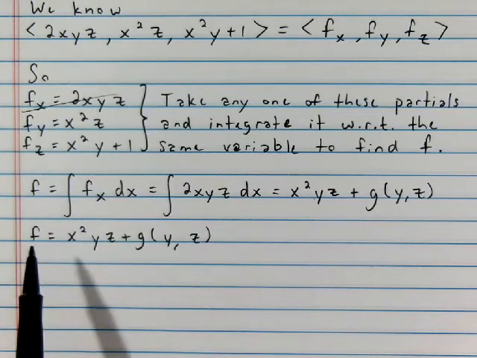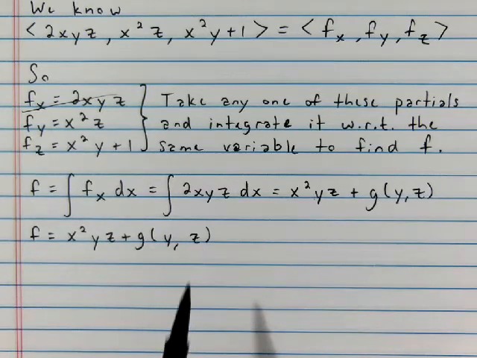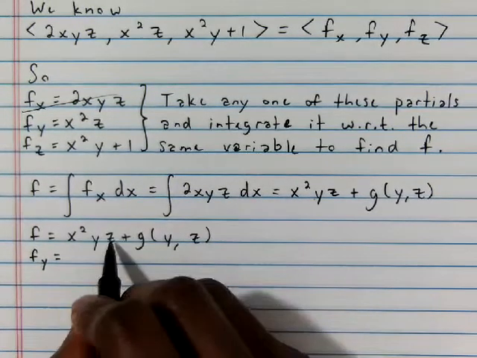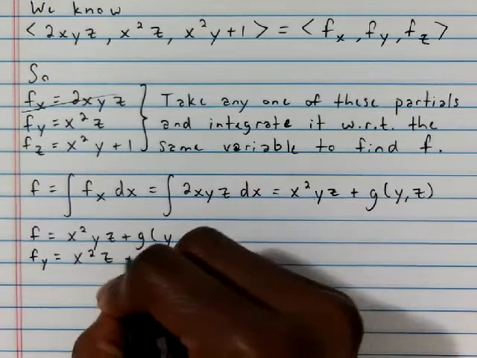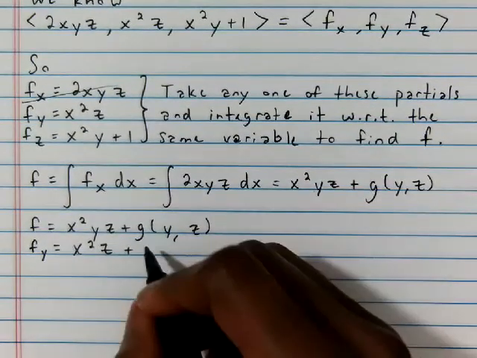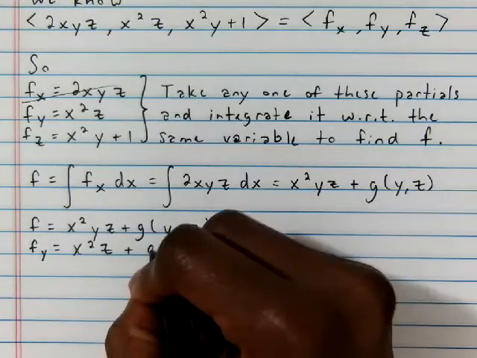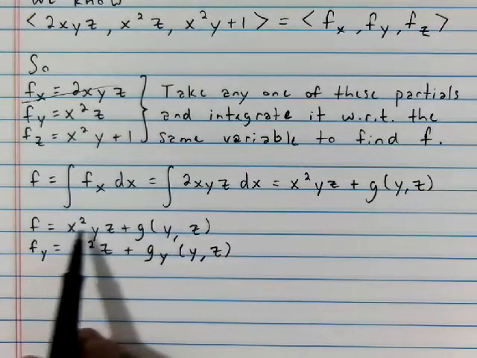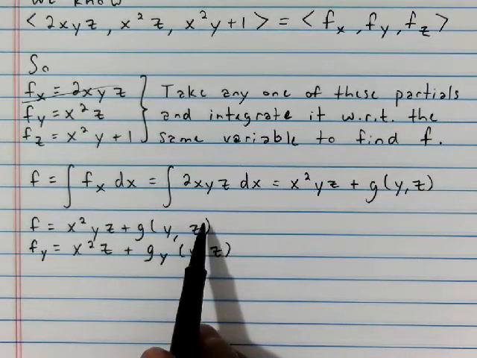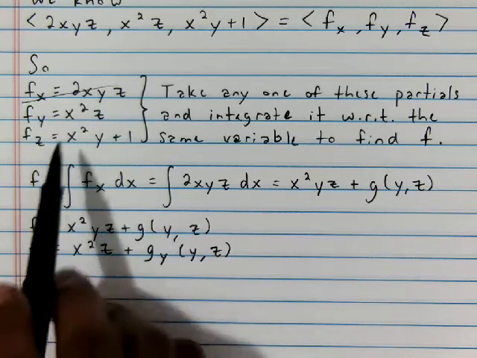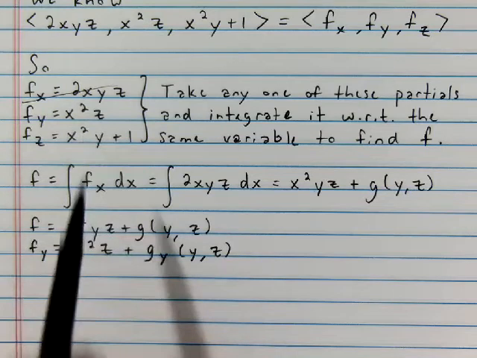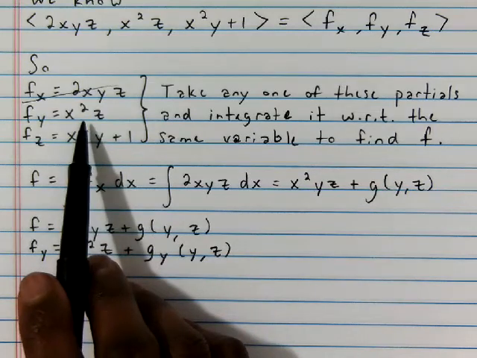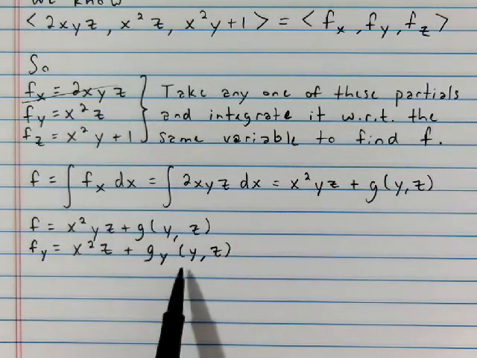So I'm going to do with respect to y. If I take the partial of this thing with respect to y, then I'm going to get x squared z plus g sub y of y comma z. That's when I take the partial of this. But I know from the very beginning that the partial of f with respect to y had better be that thing right there. So now I can set this partial that I found myself equal to the partial that it was supposed to be in the first place to try to find what g sub y of yz is.